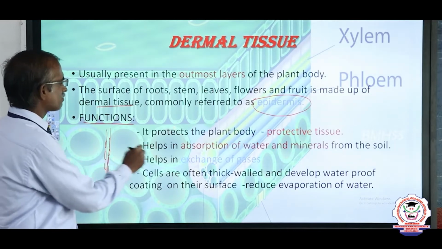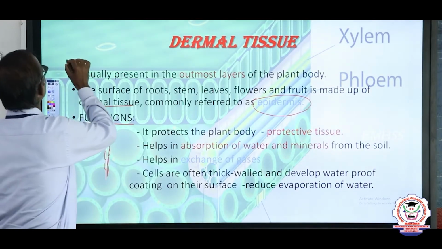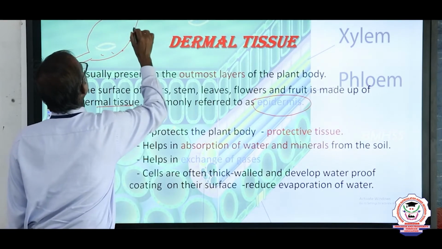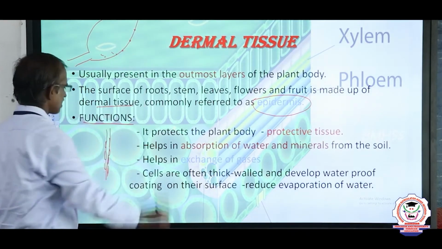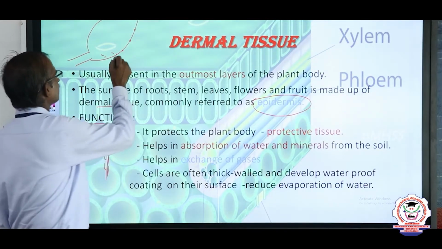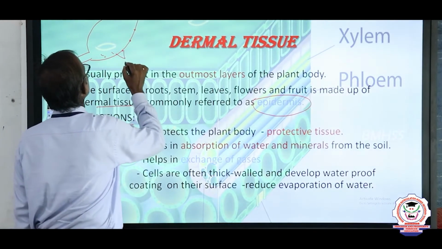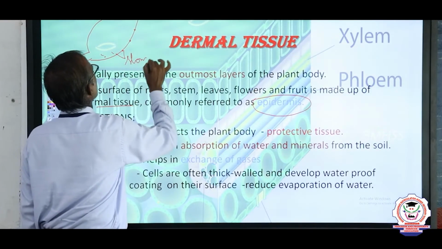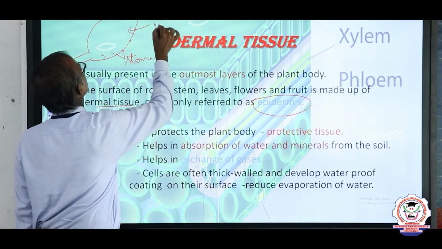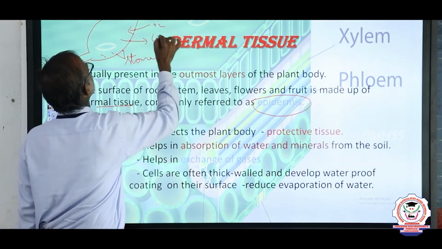Now, the dermal tissues present in the leaf are small in size. On the ventral side of the leaves, there are very minute pores, the smallest pores. These are the stomata. Through the stomata, the plant takes in oxygen and releases carbon dioxide.